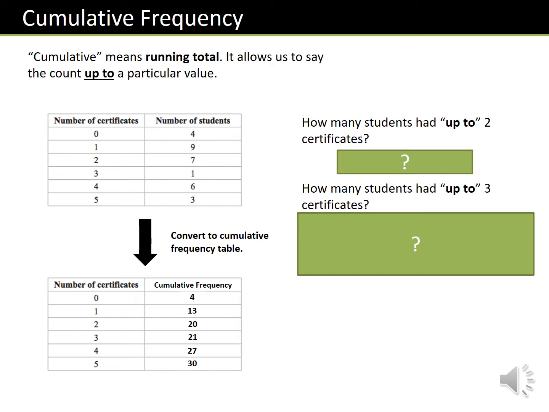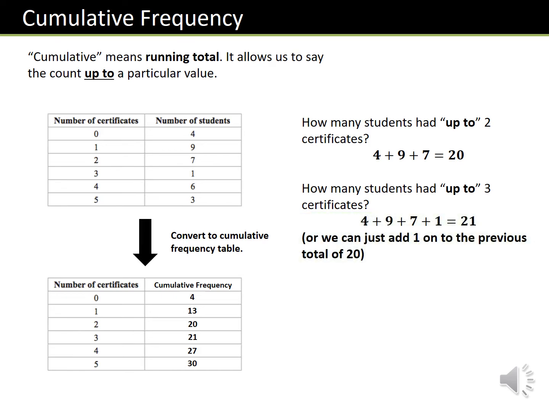Then really common questions with these. How many students had up to 2 certificates? We look at the cumulative frequency for 2, and that was 20 students. Up to 3 certificates, that is the cumulative frequency at 3, so that would be 21. We can see that we've got 2 certificates and then only 1 student got 3, so we could just add 1 on, which would be the other way of doing that.